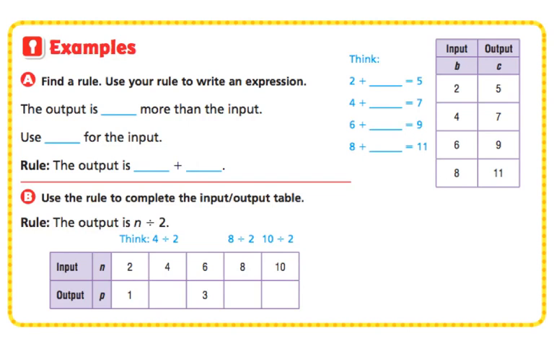Well, one thing I notice about all of those numbers is they're increasing, so I can think of that I'm adding something. And as I'm trying to think about how much I'm adding, it looks like to get from 2 to 5, I added 3. Okay? To get from 4 to 7, I add 3. To get from 6 to 9, I add 3. To get from 8 to 11, I add 3. Okay? So the output is 3 more than the input.